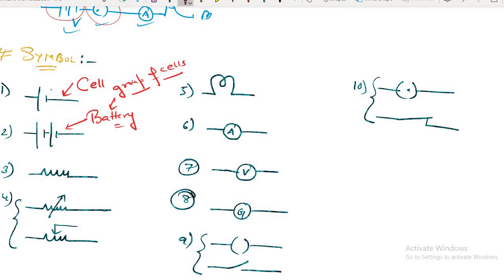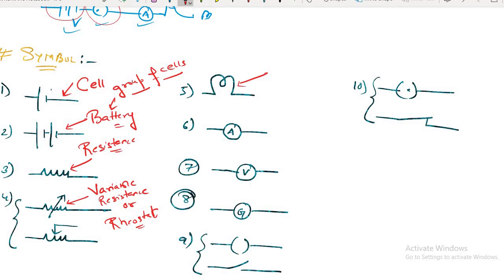Anybody has any problem? Now, what is this? Sir, resistance. Very good. And what is this I have written? Variable resistance, or its other name, rheostat. Understood? Both are the symbols of variable resistance or rheostat. Use whichever you like.